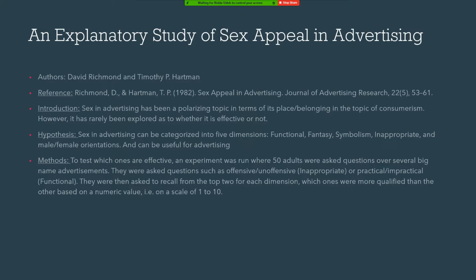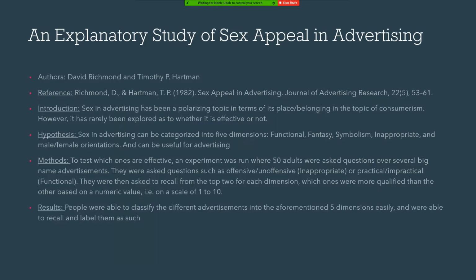After that, the sample was then asked to recall from the top two for each dimension, so the ones that got offensive the most, which ones were more qualified than the other based on a numeric value, as in, on a scale of 1 to 10, which one of these two was more offensive. The results, people were able to classify the different advertisements into the aforementioned five dimensions easily and were able to recall and label them as such.